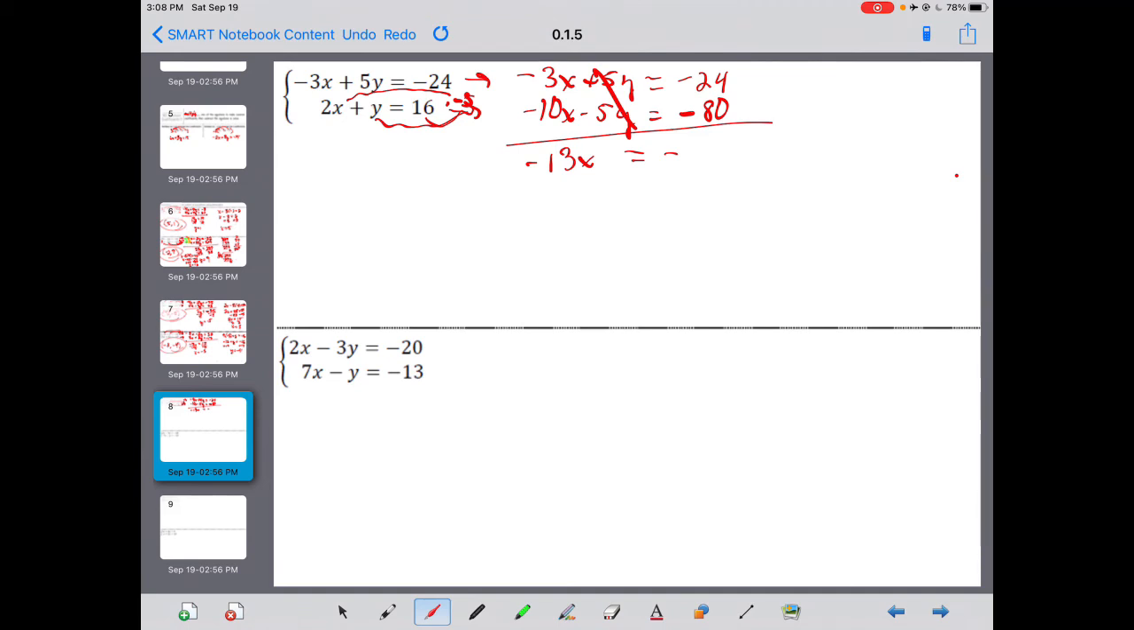Negative, is that 104? Drop the 4, 8, 9, 10. Yeah, it is. By negative 13. I'm going to guess that it's 8 times, but let's check. 8 is 4, 28, 9, 10. Yep, 8 times, good.